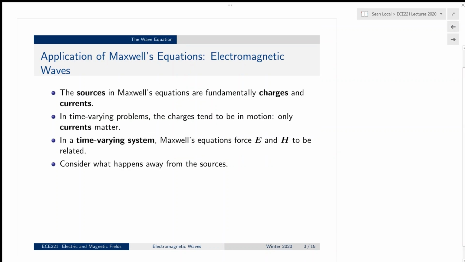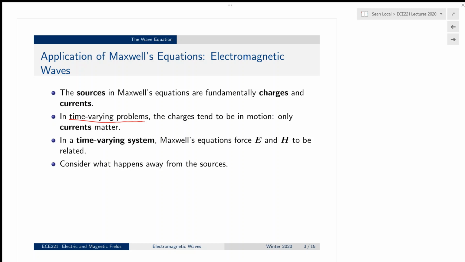Now, we've identified rho sub V and J as sources in Maxwell's equations. But another important point is that in a time-varying problem, charges tend to be in motion. And so we're actually less concerned with the rho sub V term and more concerned with the J term, because any charge in motion constitutes a current. Also, in a time-varying system, Maxwell's equations force E and H to be related, and we're going to see this is going to be the case when we look at what happens away from the sources.